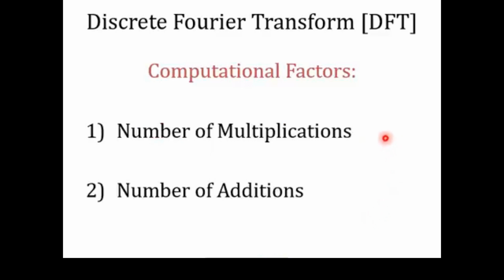Now, if you recall the equation of DFT, which is simply equal to summation x of n into exponential minus j 2 pi k n divided by capital N, then you will find only two operations in the DFT equation, which are multiplication and addition. So performing computational analysis of DFT means we have to find how many multiplications and how many additions will be performed by our computer while solving the n-point DFT equation. So these are the computational factors of n-point DFT equation: number of multiplications and number of additions.